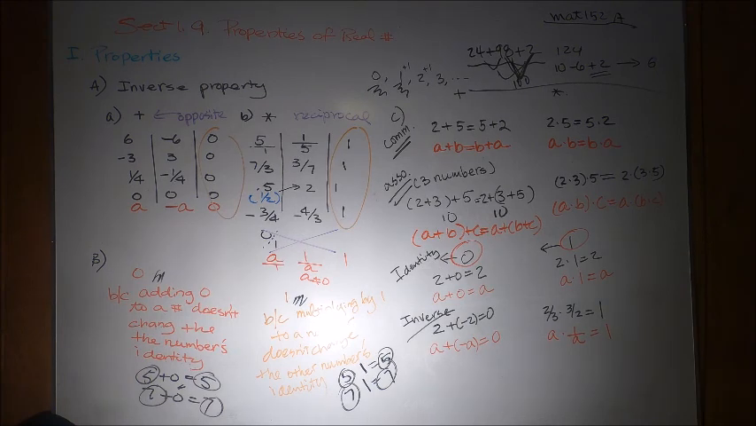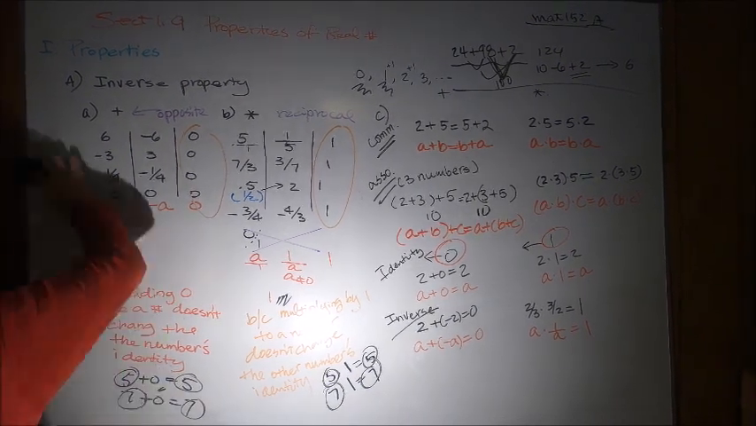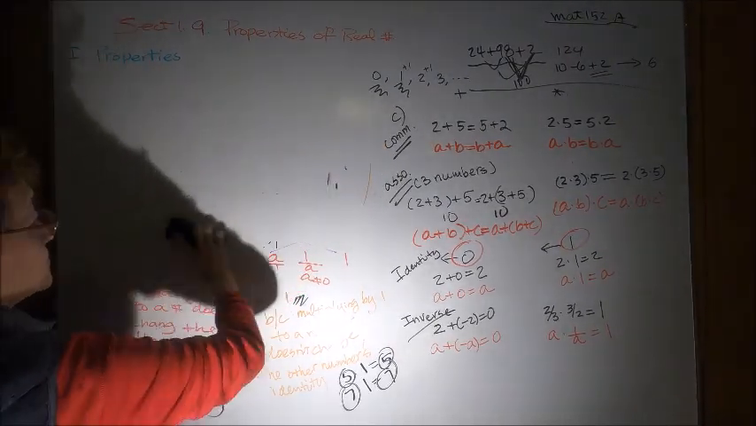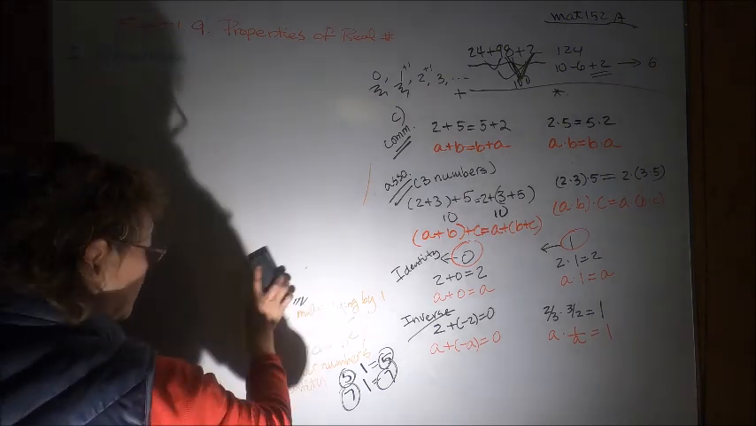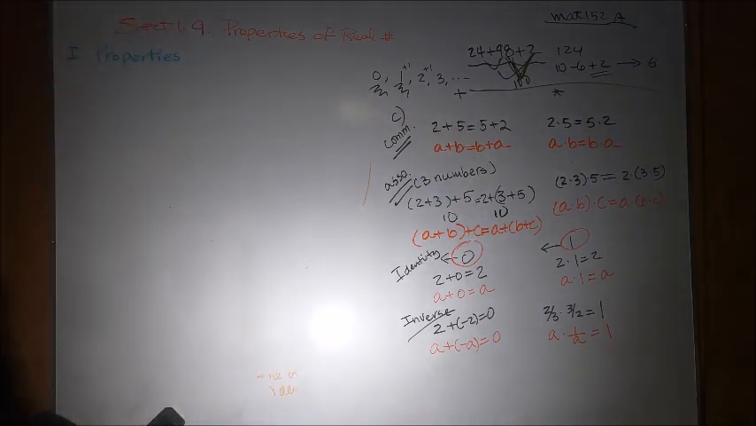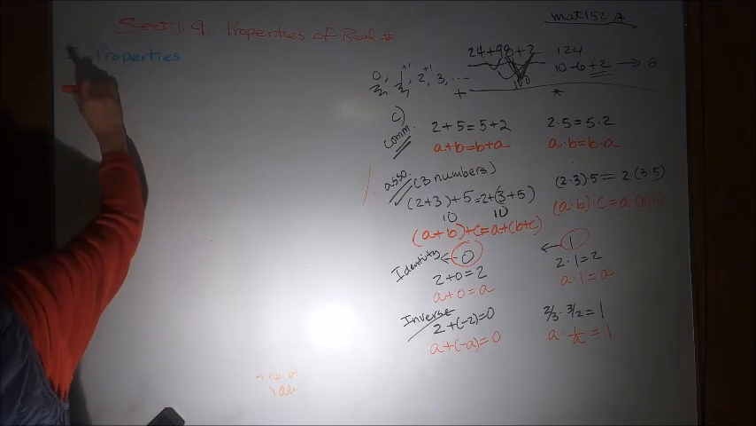Right? So we are talking about properties of real numbers, how they behave. Also, you will see something that is not on your paper. We call it the zero property.